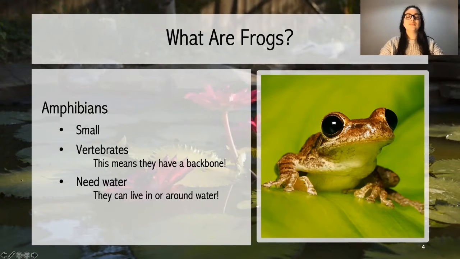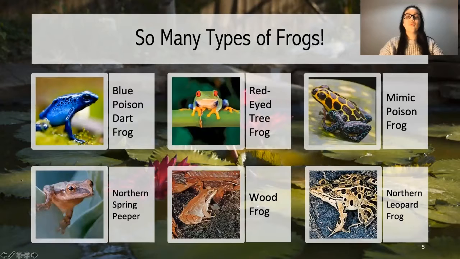Let's take a look at some more frogs. Wow, there's so many types of frogs. At the top, we have a blue poison dart frog, a red-eyed tree frog, and a mimic poison frog. These are all examples of tropical frogs. There are many more examples. Down here, we have the northern spring peeper, the wood frog, and the northern leopard frog. These are all examples of North American frogs.